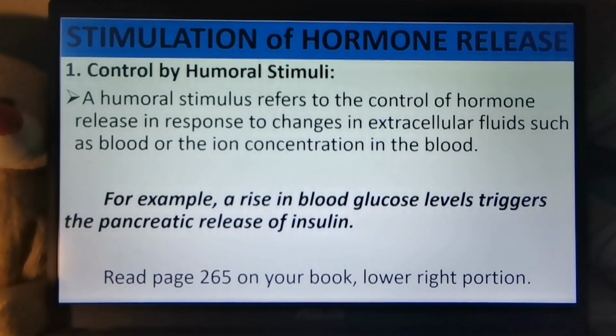Okay, stimulation of hormone release. First, may hormone release tayo due to humoral stimuli. For example, a rise in blood glucose levels triggers the pancreatic release of insulin. Ibig sabihin, a humoral stimulus refers to a control of hormone release in response to changes in extracellular fluids. So, pag may nag-change sa bloodstream mo, for example, let's say, marami kang kinain na cake, nati-trigger na ma-release ang insulin from your pancreas. Dahil may nag-change na levels, let's say changes in levels of glucose, sodium, potassium, things like that, a hormone will be released para ma-counteract siya. Okay?